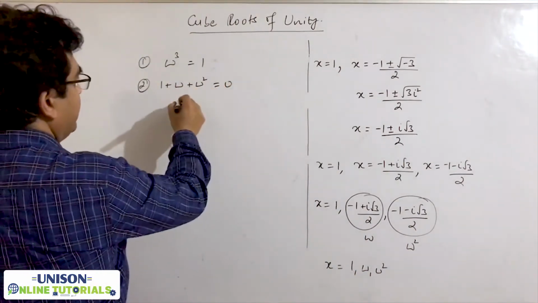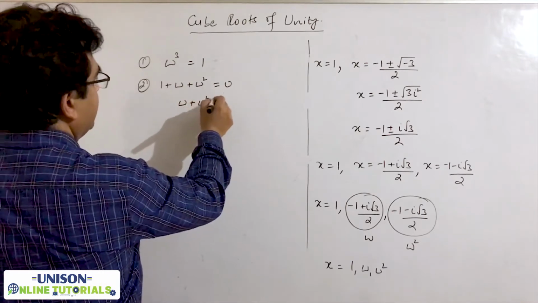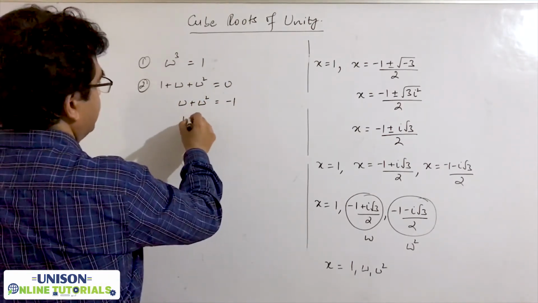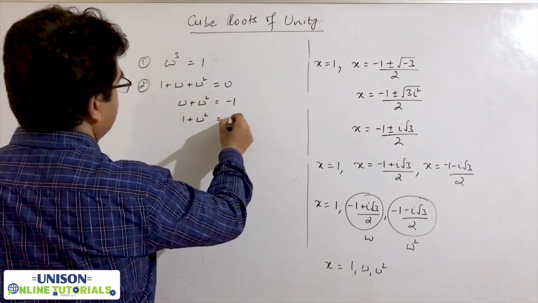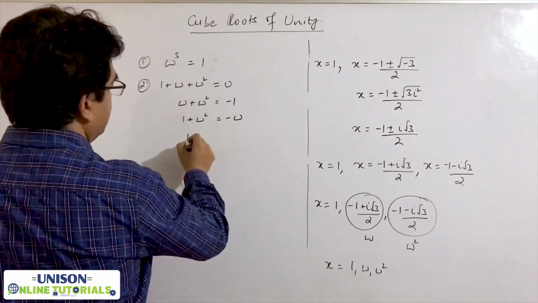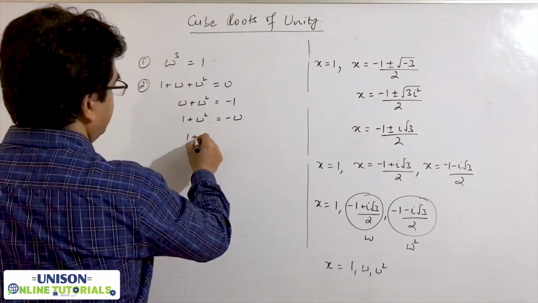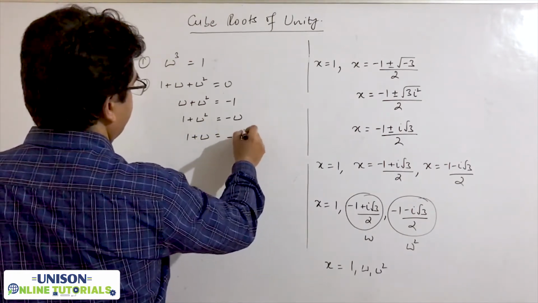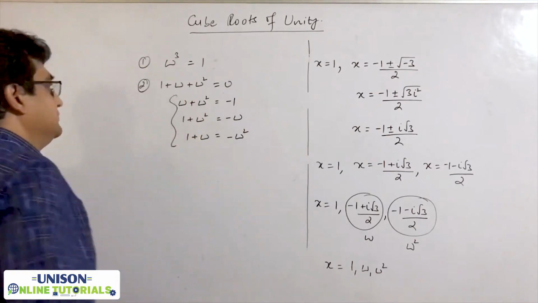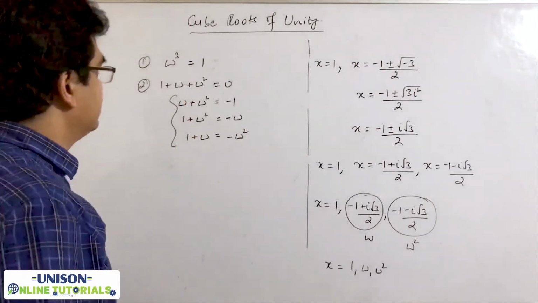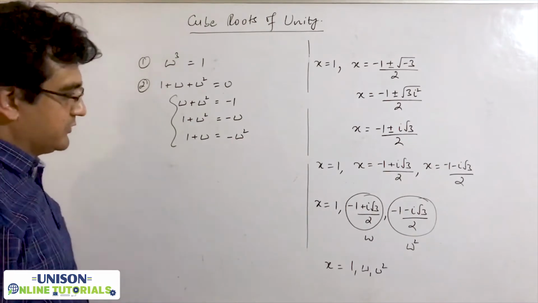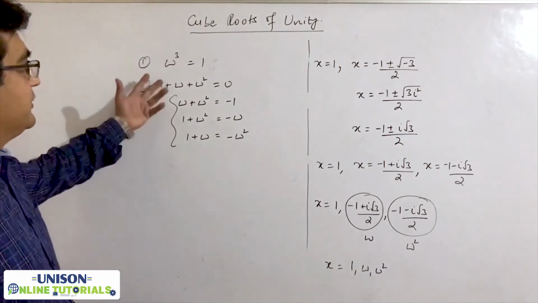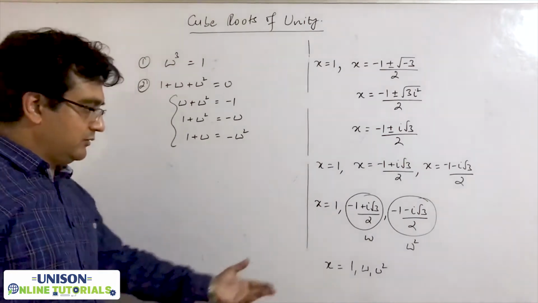So from here two more properties are generated. Omega plus omega square is minus 1, and 1 plus omega square is minus omega, and 1 plus omega is minus omega square. So from these we can make these three properties. So these are the rules, these are the properties of the cube roots of unity.